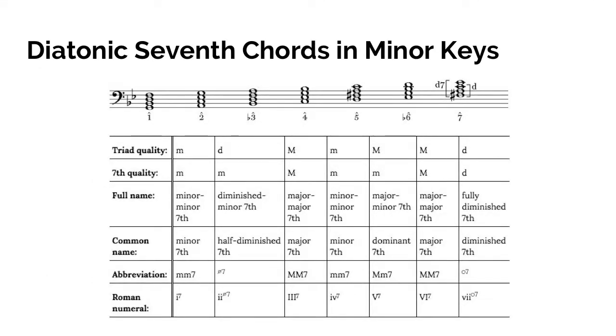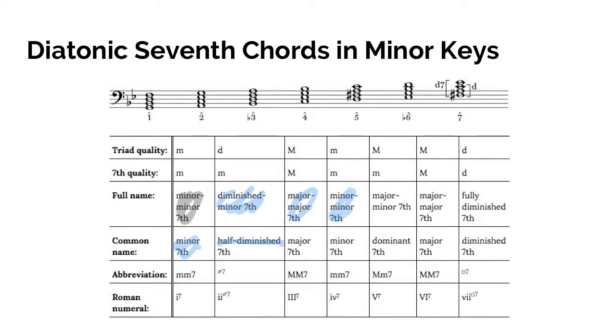All right, now talking about our minor chords. Very similar to major keys. Our 1 chord is minor minor 7, our 2 chord is half diminished, minor 7 half diminished. Our 3 chord is major major 7, and our 4 chord is minor minor 7, okay?